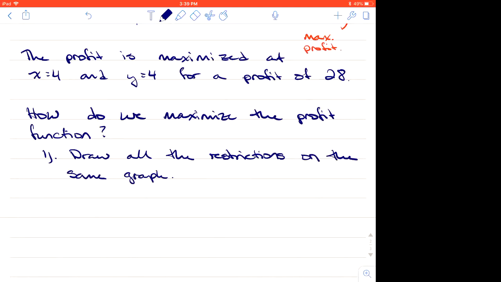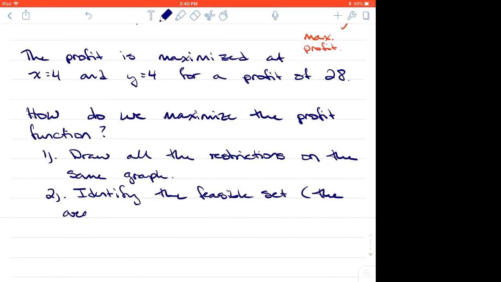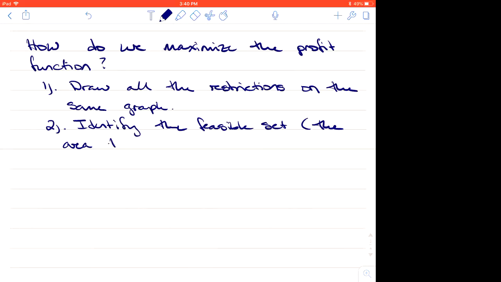And so that is going to give us the feasible set, as we call it, the area that satisfies all the restrictions. So identify the feasible set. The area, I'll put in brackets, the area that satisfies all the restrictions.